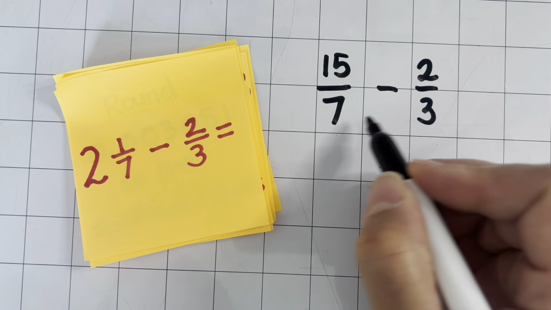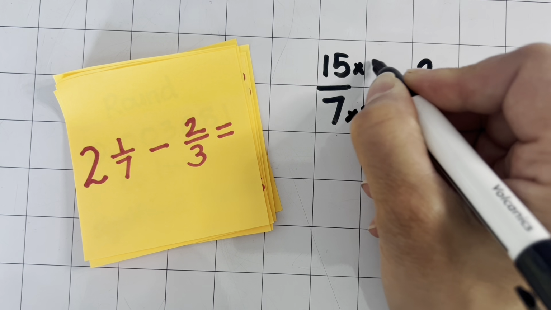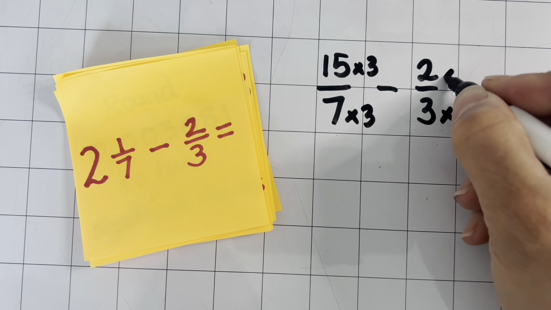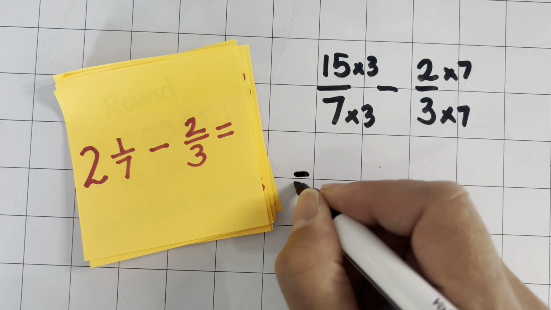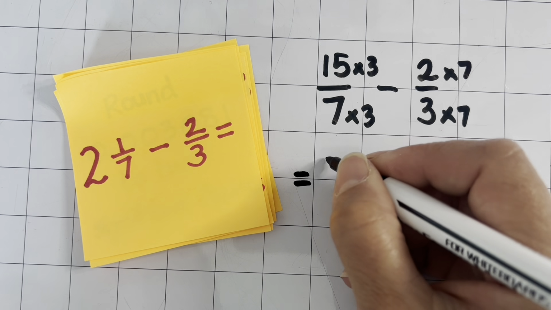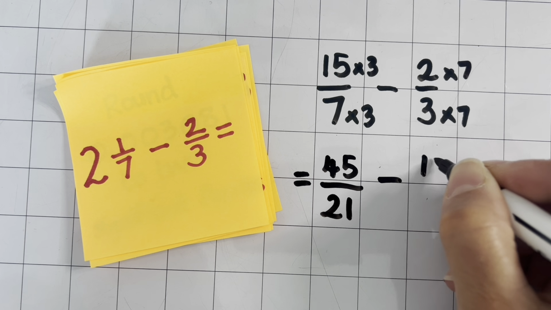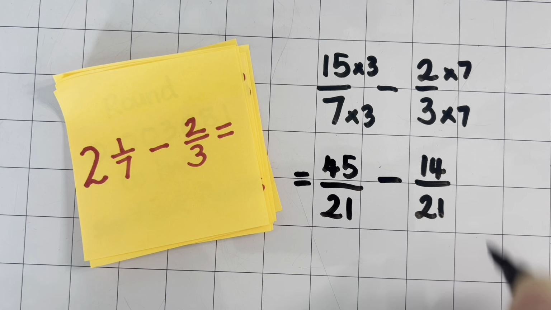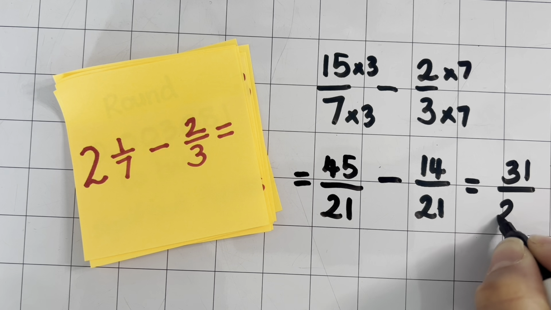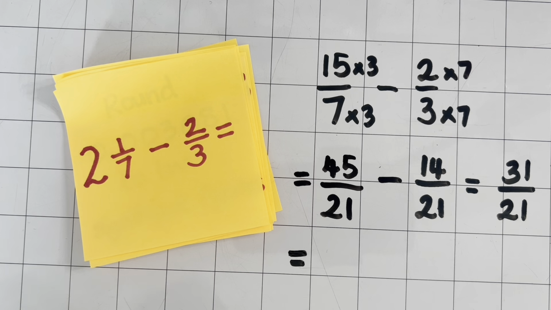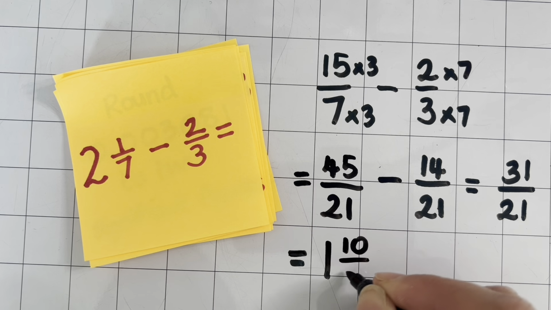We need the denominators to be the same, so we're going to multiply top and bottom by 3 on the first fraction and multiply top and bottom by 7 on the second fraction. This gives us 45 over 21, take away 14 over 21. This will give us 31 over 21, which is the same as 1 whole and 10 over 21.